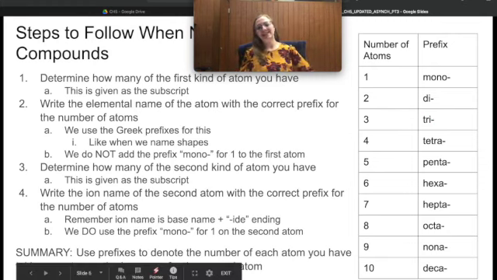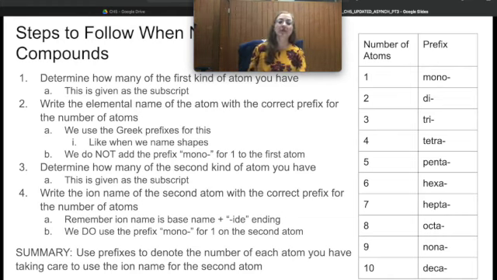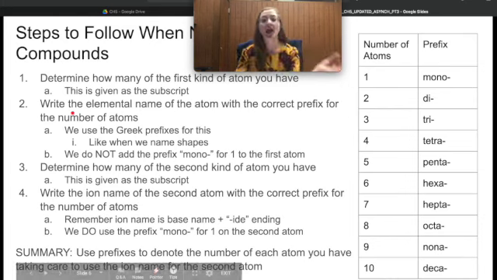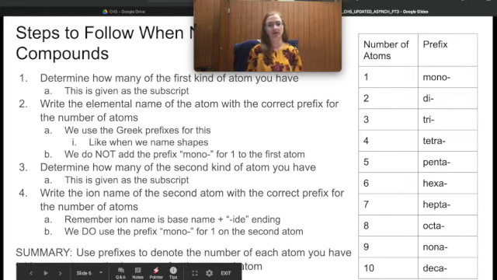You may have seen these Greek prefixes when you were naming shapes in geometry, like a pentagon, a hexagon, an octagon. So once you look at your first kind of atom and you've looked at the subscript, you need to give it the prefix that is appropriate for the number of atoms. You take the elemental name of the atom and attach this prefix to the front of it.